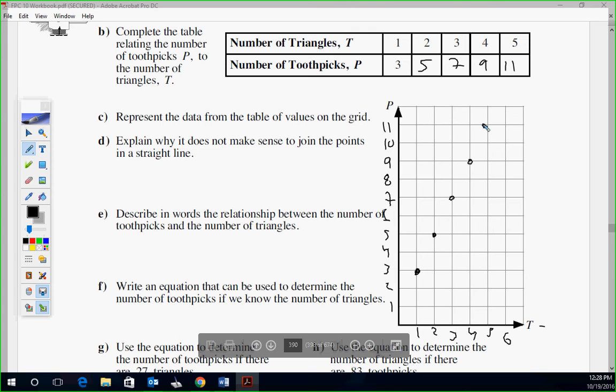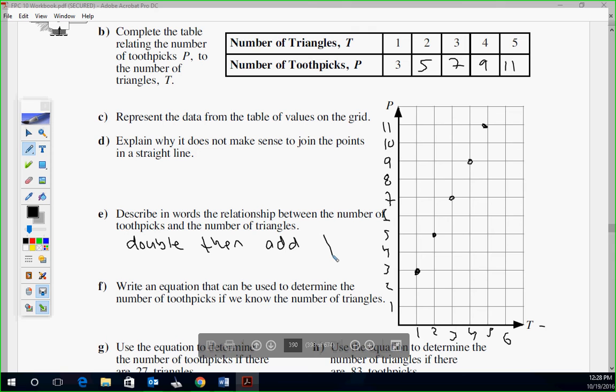Describe in words the relationship between the number of toothpicks and the number of triangles. So the number of toothpicks is double the number of triangles and then add 1. So it's double, then add 1 is the pattern. So I times 1 by 2, add 1 to that, that'd be 3. 2 times 2 is 4, plus 1 is 5. 3 times 2 is 6, plus 1 is 7. That's the pattern the whole way through.